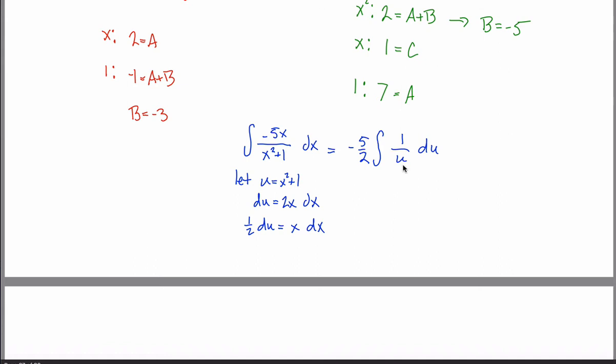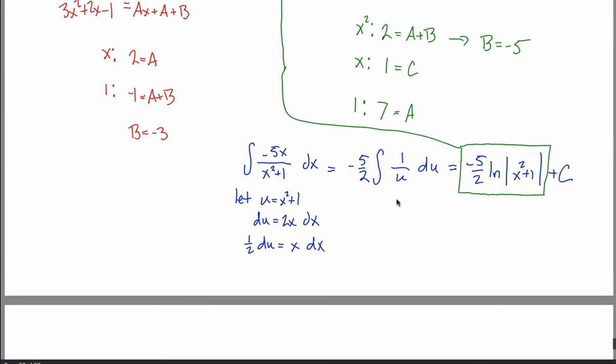And this stage is a great stage because we know the antiderivative of 1 over u. It's just the natural log of the absolute value of u. So my final answer will be negative 5/2 times the natural log of the absolute value of u. But rather than writing u, I'll write x squared plus 1. And then I'll tack on my plus c.